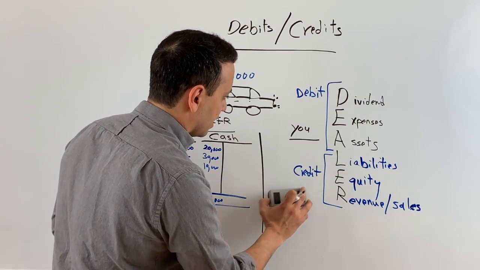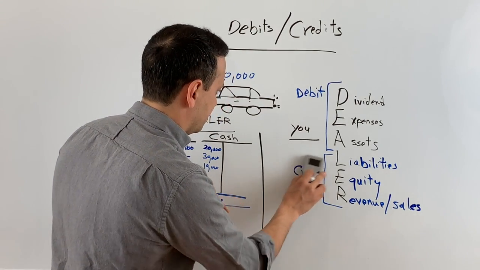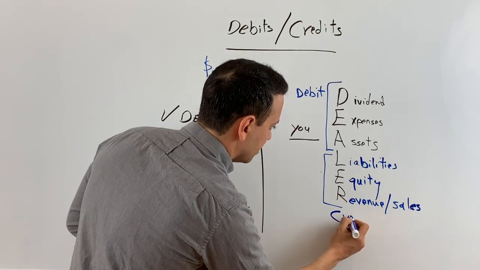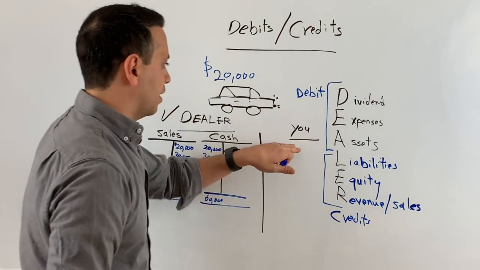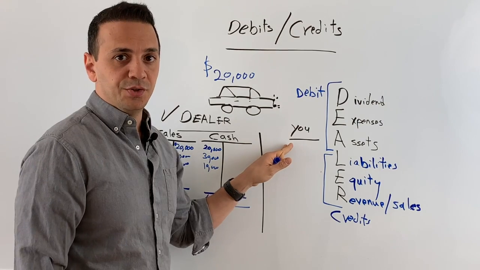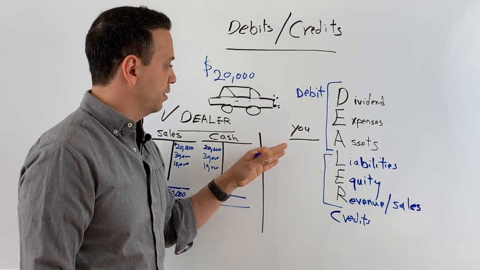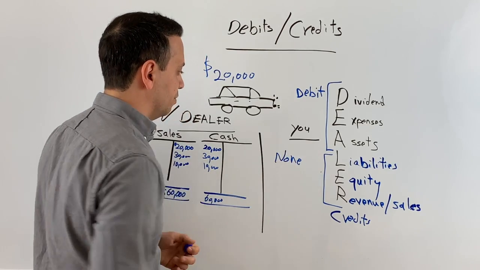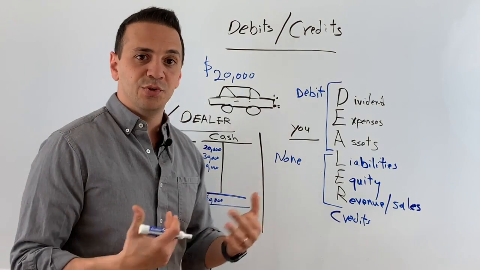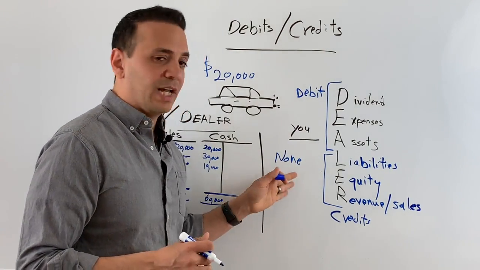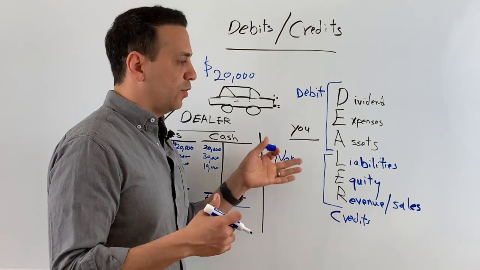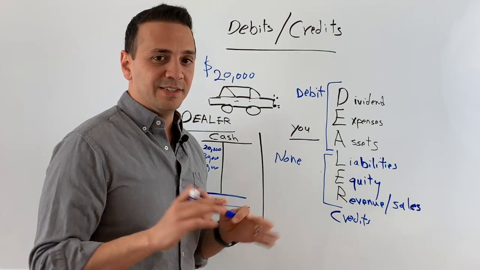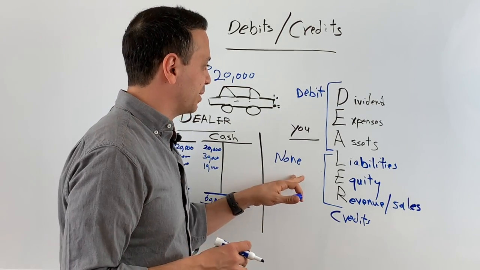Now, as far as you, and I don't have space here, and this is the credits. What journal entry are you going to record if you buy a car? None, right? Because you don't really need to measure your own performance and produce financial statements. You don't have investors, although you could say your parents and your significant other are invested in you, but you don't have to produce financial statements for them.